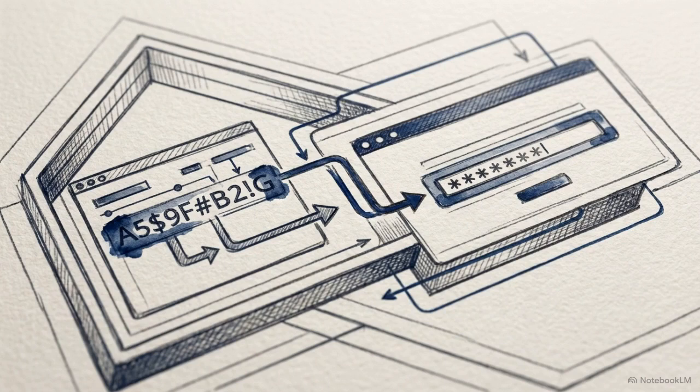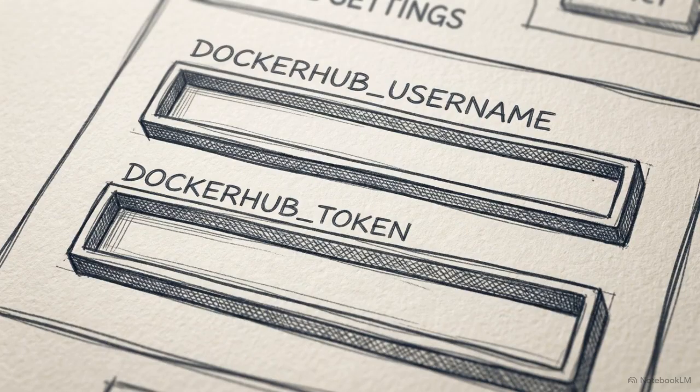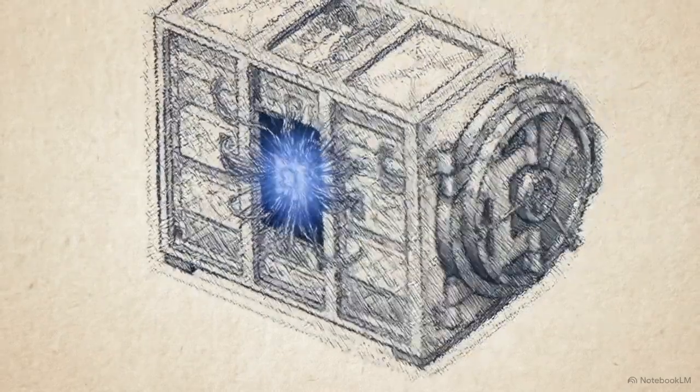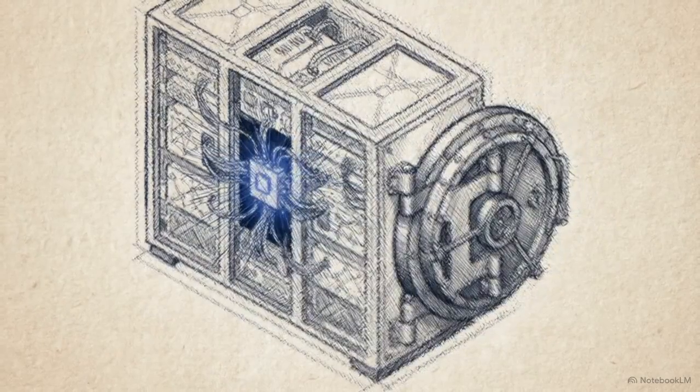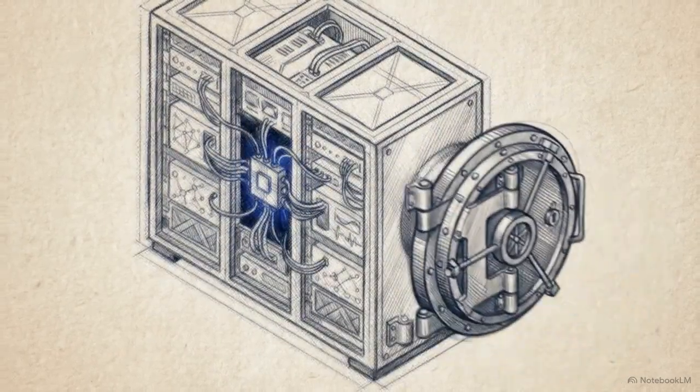Copy that string, head into your GitHub repository settings, and store it securely inside GitHub Action Secrets. Use these exact names for your variables: Docker Hub username for your account name, and Docker Hub token for the value you just copied. This establishes an encrypted bridge. GitHub servers can now push images on your behalf without exposing your account password.